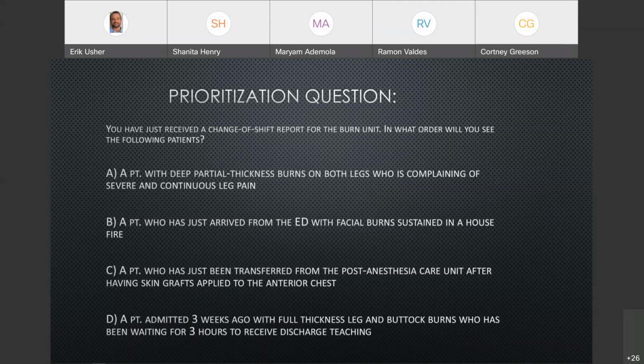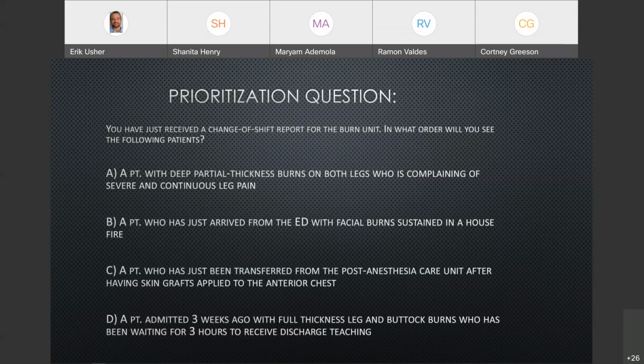B, B, B, B, B. Excellent. Obviously, that's the one. Facial burns, that can be big red flags. That's going to need emergent interventions and maybe emergent intubation. So, okay, that's a good one. Who are you going to see next? A, C, or D? Someone who just came back from the PACU, or someone with pain, severe and continuous in both legs? Or the admitted 3 weeks ago?